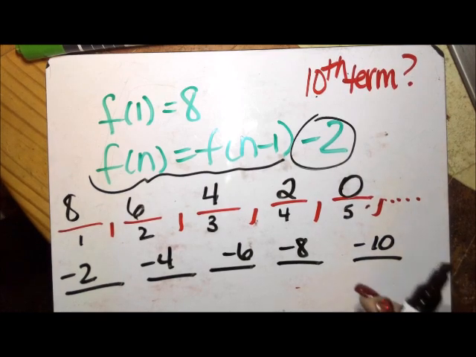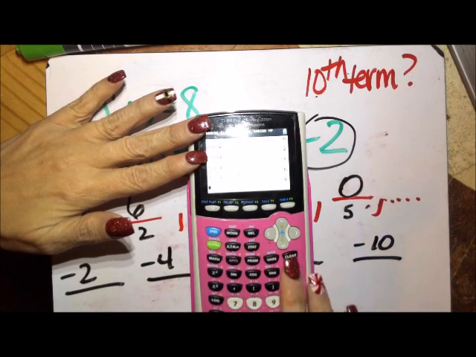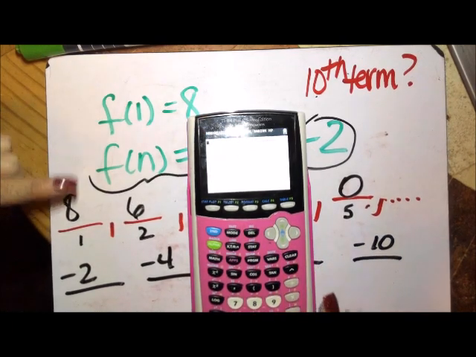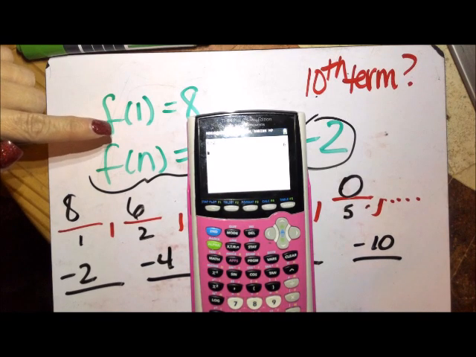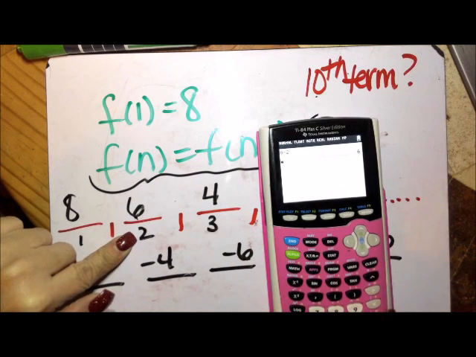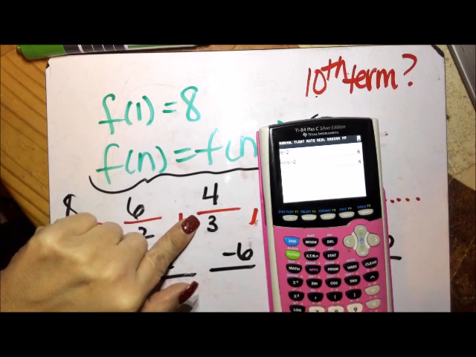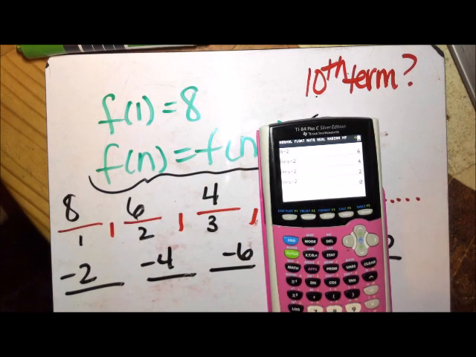Can I do it on my calculator? Yep. Let me show you on your calculator what you could have done. I would start at 8. 8 is my first term, and I would say 8 minus 2, enter. So now I'm on term 2, and this is super important that you pay attention to this. From here, I just say minus 2, and now I'm at the third term. Hit enter. I'm at the fourth term. 5, 6, 7, 8, 9, 10. The 10th term is negative 10.